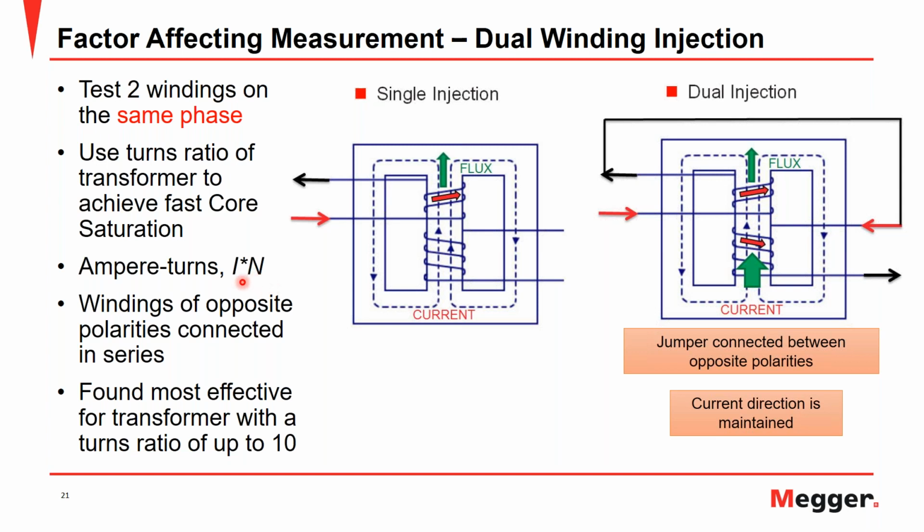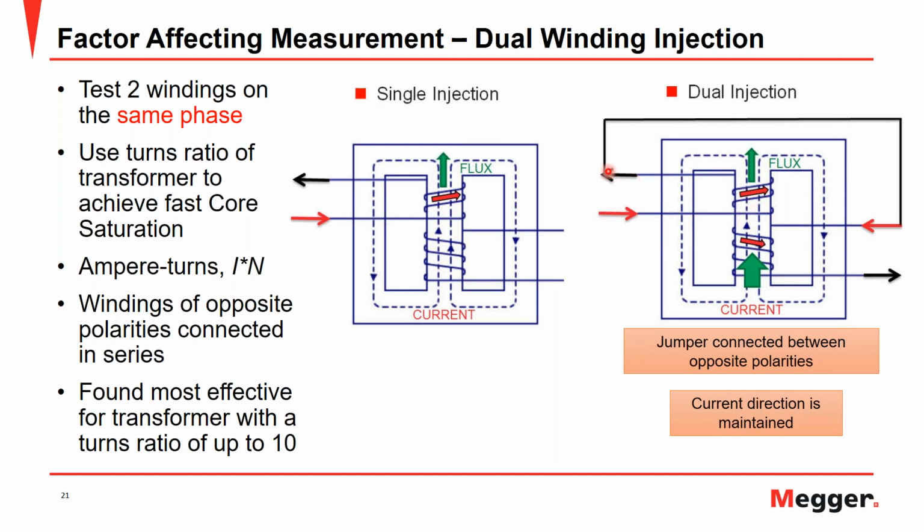So you can see that the turns product is now much higher. And the consequence is that you are achieving core saturation in a quicker manner with the dual winding injection technique. In this technique, windings of the opposite polarity are connected together, to maintain the direction of current in the transformer such that the flux that's generated is still the same.